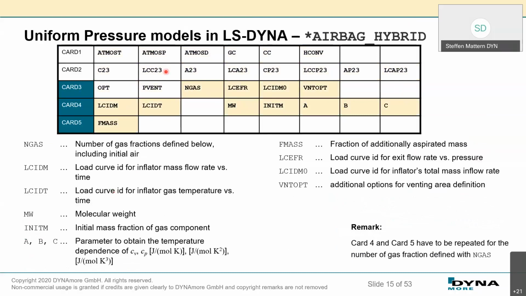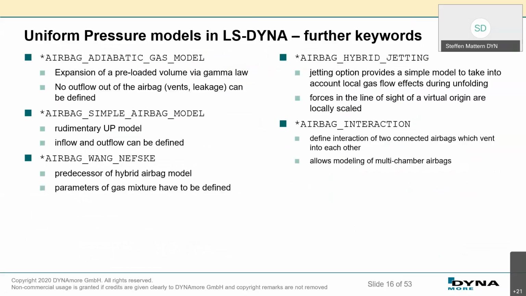N-gas here defines the number of gas components for the mixture, and in the following, the describing parameters as well as the mass flow rate, temperature, the mass fraction for each of the gas components are expected. These two cards, 4 and 5, they are repeated for the number of gas fractions we have in our airbag. Besides the mentioned two, there are further uniform pressure models available via the keywords given here. You can take a look at the manual if you are interested.